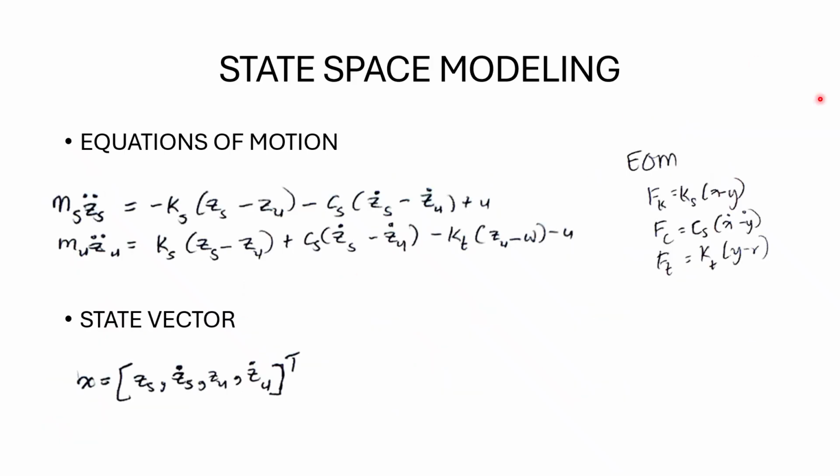This is the state space modeling that I did. These are the state space models and the equations of motion that I used. For example, this first equation shows the sprung mass, which includes spring force, damper force, and actuator input. The second equation is the unsprung mass, which also sees the tire stiffness and the opposite of the actuator force. I group these equations into a state vector, which shows the positions of both masses transposed.